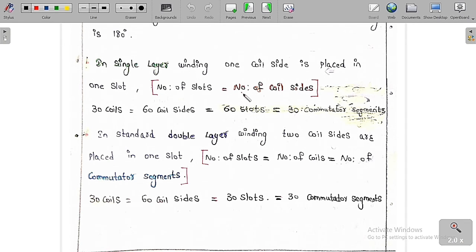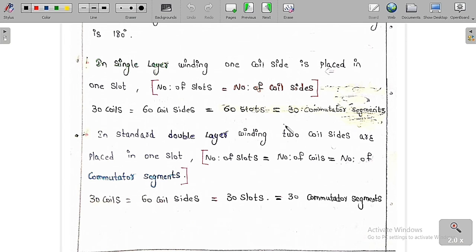In a single layer winding, one coil set we are going to keep in one slot. So therefore the total number of slots is equal to the total number of coil sets. Here we take a small example. There are 30 coils, and each coil has 2 coil sets. So 30 into 2 is 60 coil sets. So 60 coil sets means 1 coil set is in 1 slot, so 60 coil sets means 60 slots.